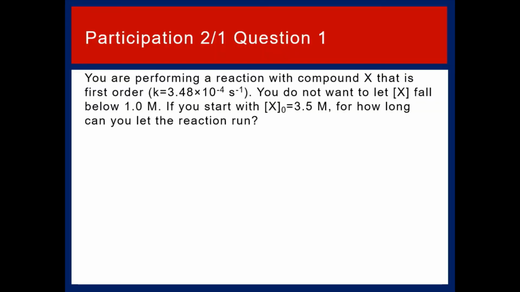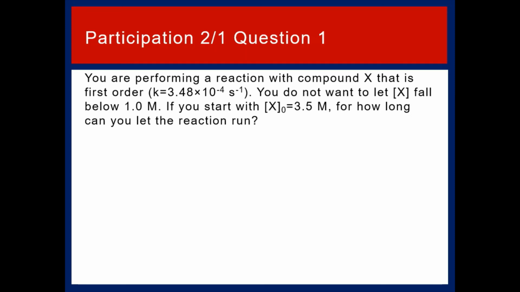Participation 2-1, question 1. You're performing a reaction with compound X, just a variable, that is first order. K is equal to 3.48 times 10 to the negative 4th inverse seconds. You do not want to let the concentration of X fall below 1.0 molar. If you start with an initial concentration of X at 3.5 molar, for how long can you let the reaction run? First question on participation 2-1 due Tuesday, February 1st at 11:55 p.m. over on Blackboard. Link to the assignment is right below the links to these videos.